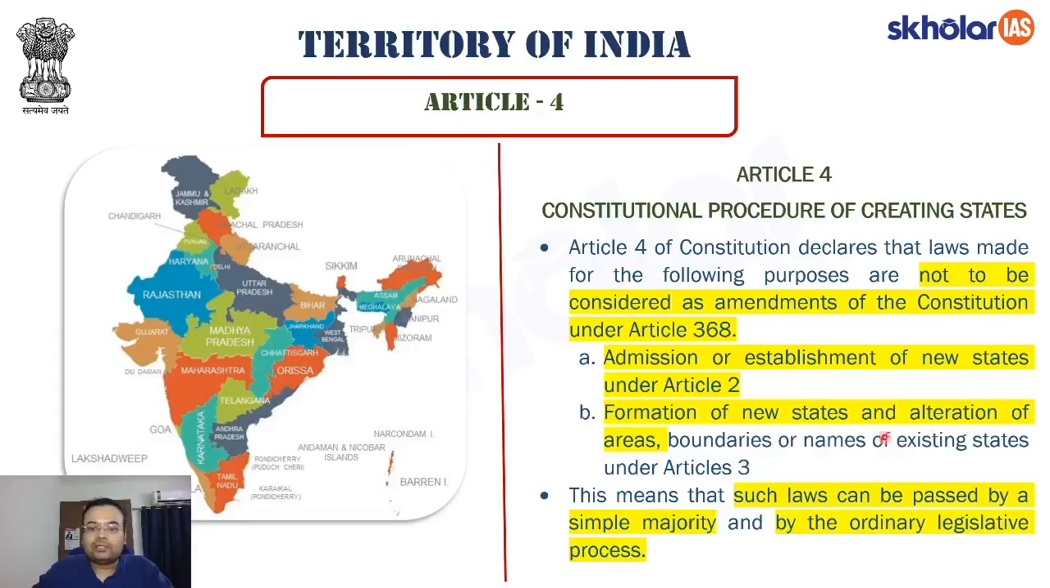Formation of new states and accretion of areas, boundaries or names of existing states under Article 3. And under Article 3, what exactly did we study? That Parliament will have the power to create new states, alter the areas of the existing state, or it can also change the name of the states. Even with respect to decisions done under Article 3, if the procedure has been followed, it will not be taken as amendment to the Constitution. These are the 2 exceptions which Article 4 is clearly stipulating, that is, admission or establishment of new state under Article 2 and formation of state, changing the name of the state, alteration of the state, and so forth under Article 3.